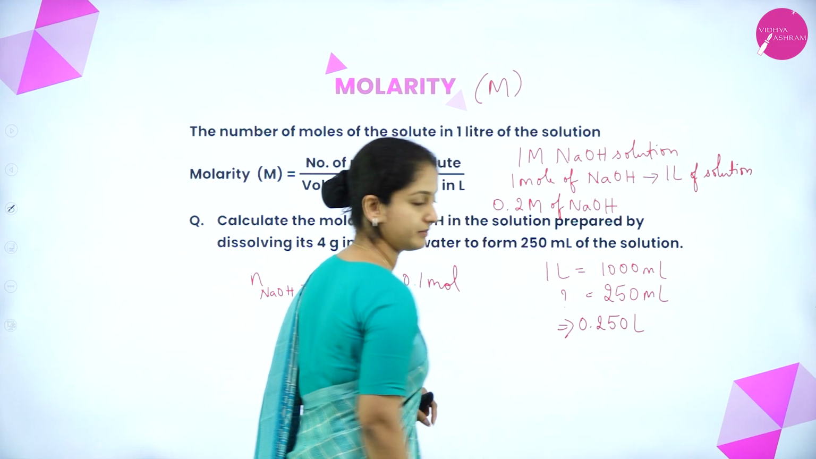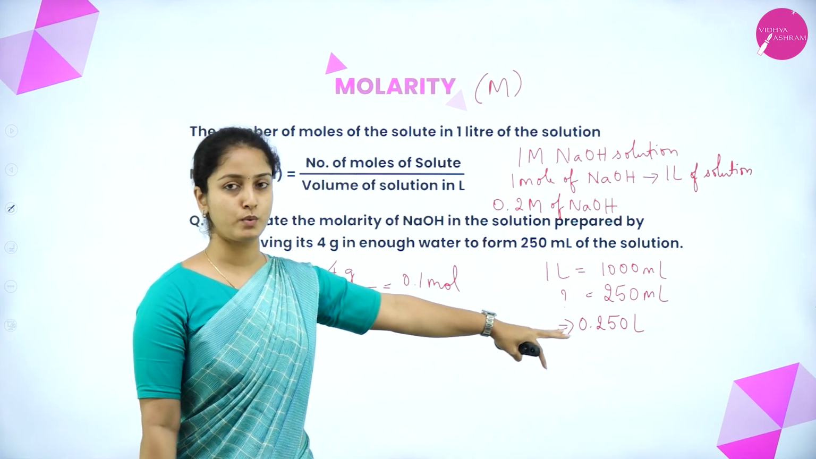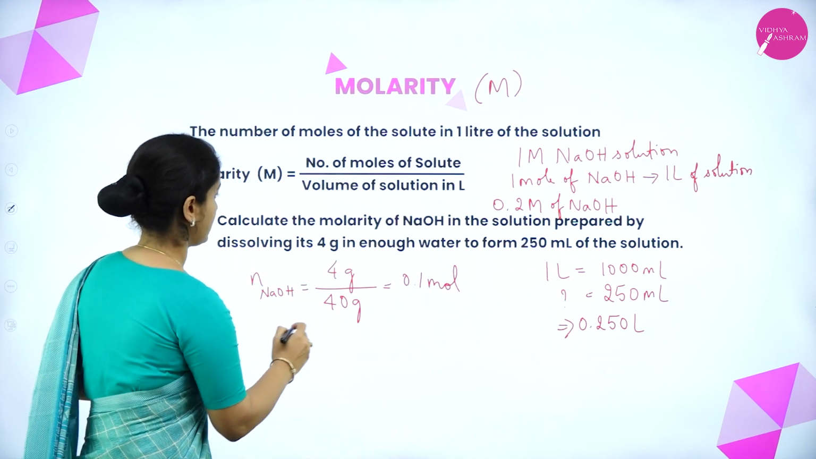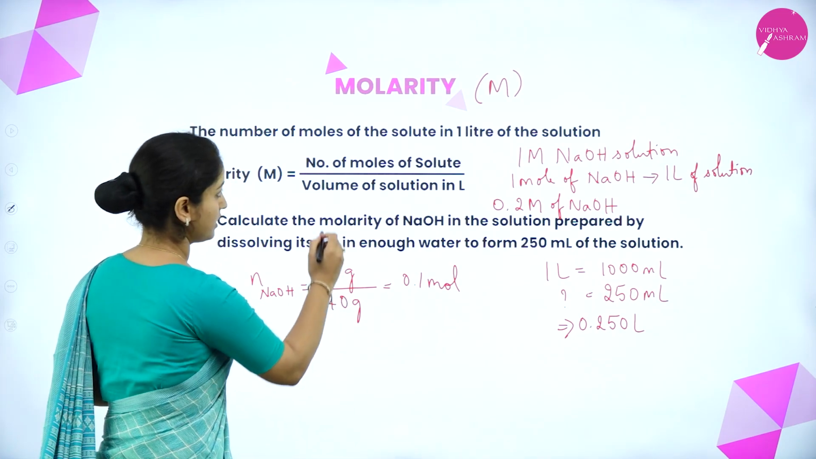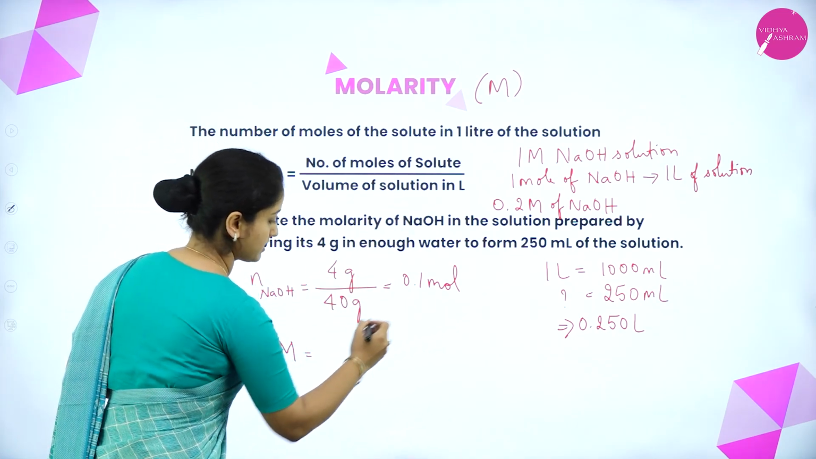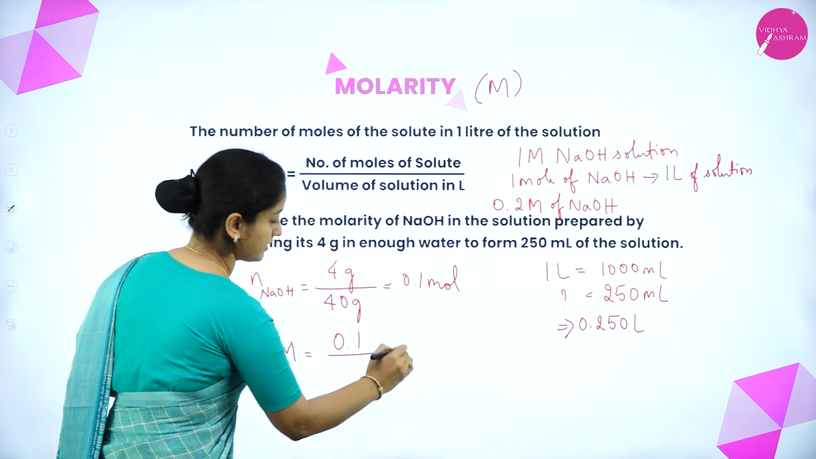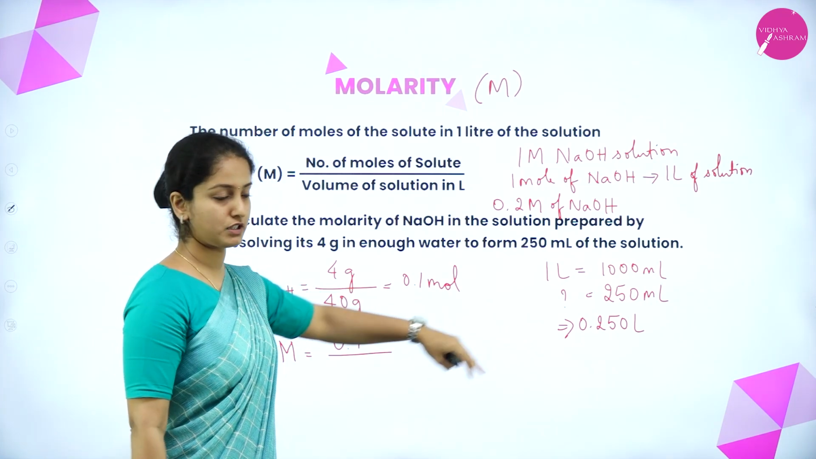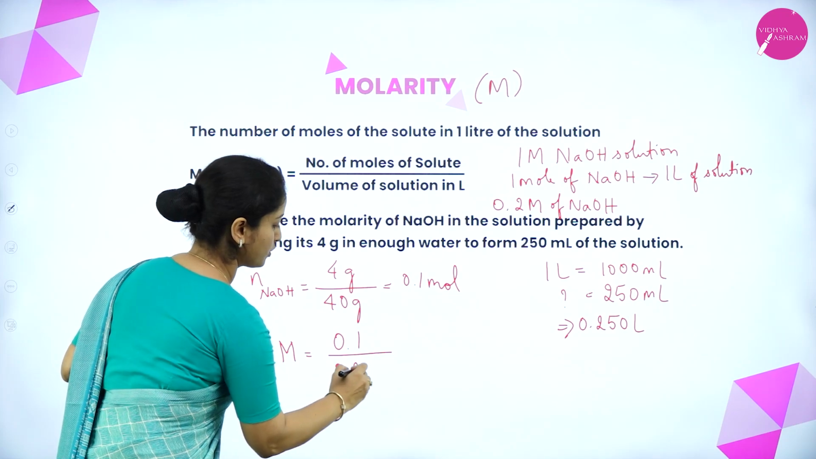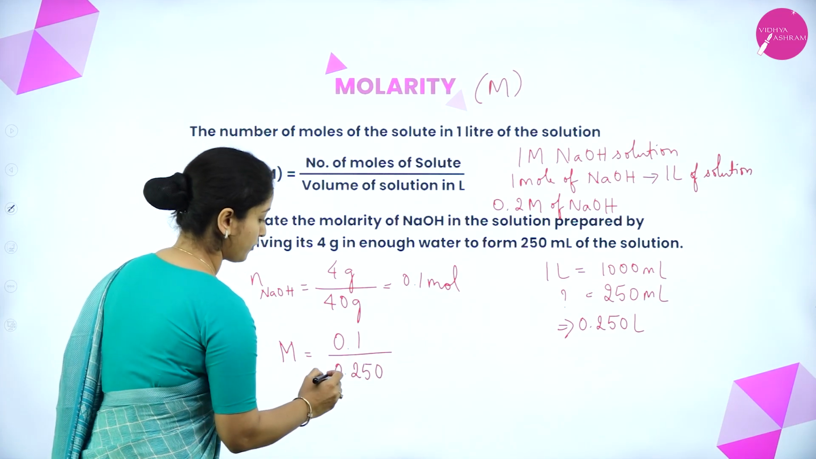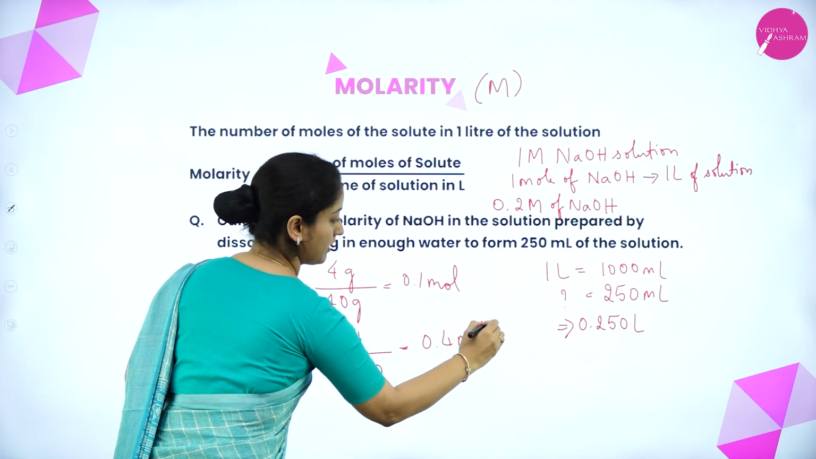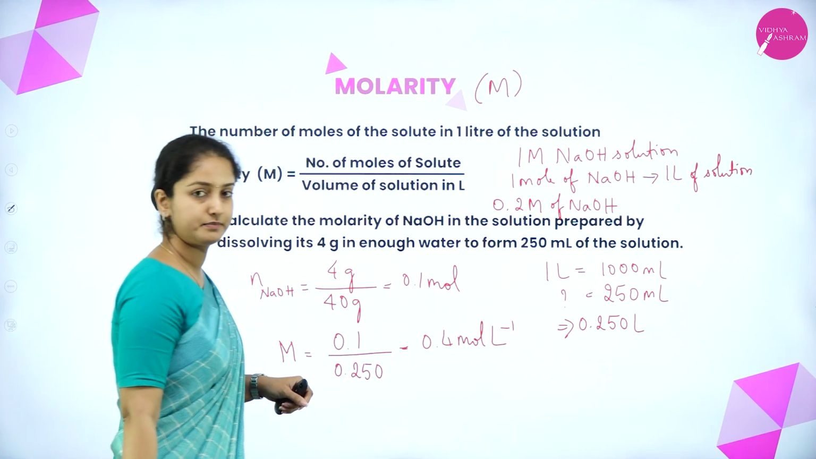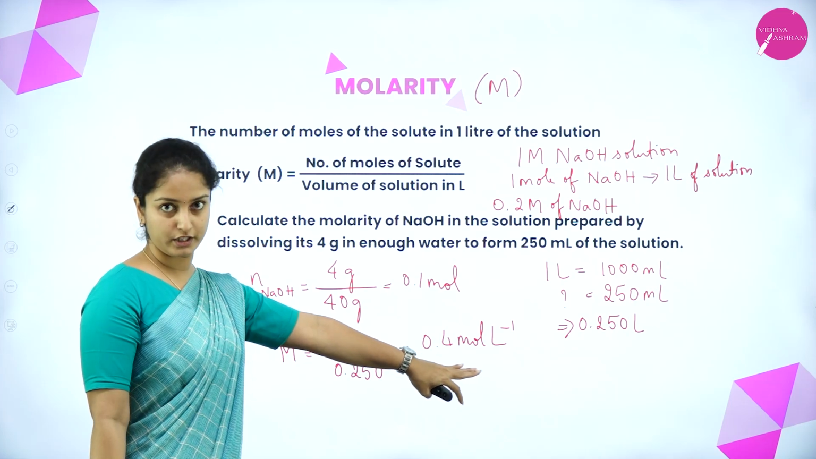0.250 liter. Substitute these two values in the equation, that is molarity expressed by M is equal to number of moles of solute, 0.1, divided by volume of the solution in liter, 0.250. Therefore, you get 0.4 mole per liter. So this is in the unit form.